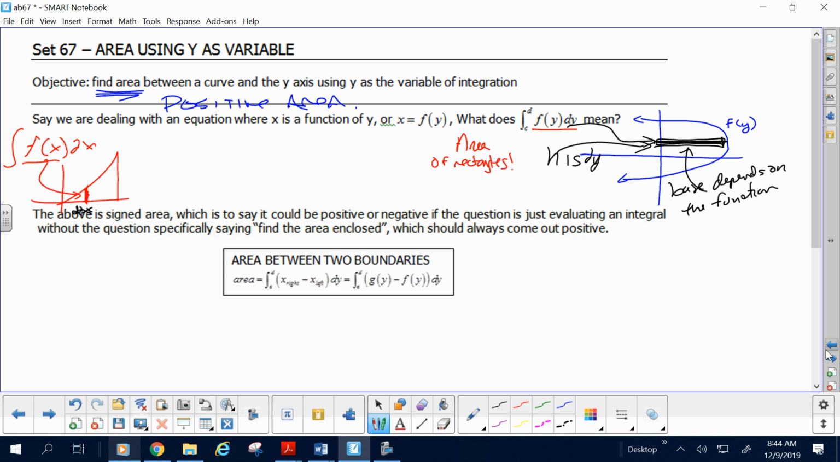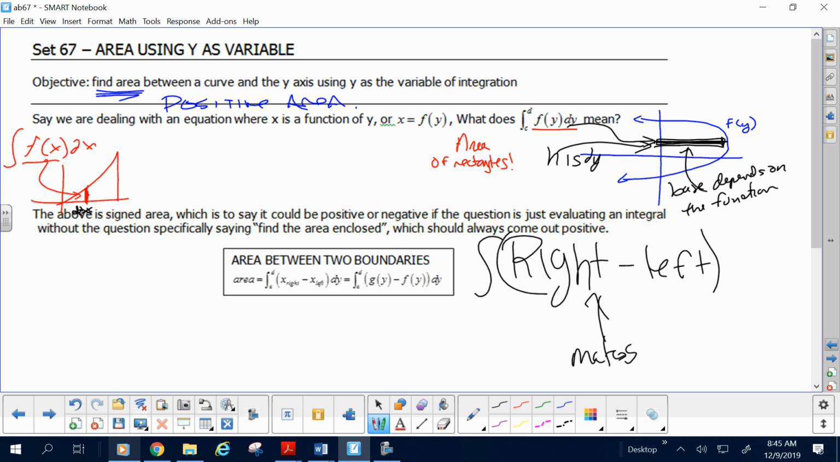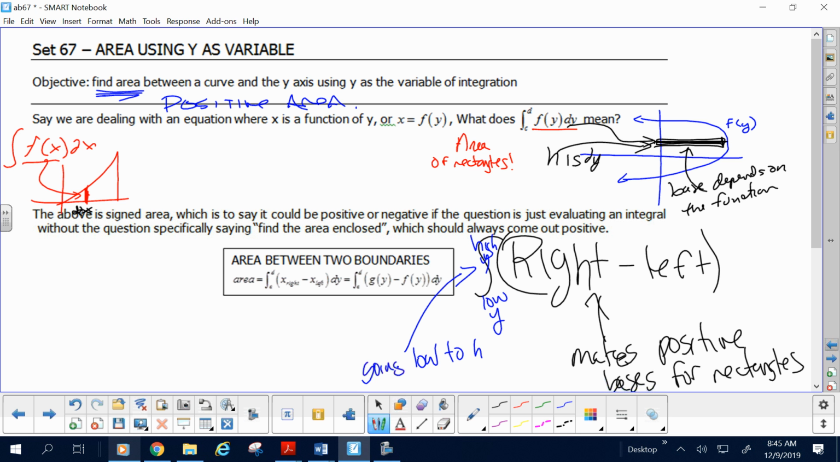If it says find the area, then we'll make it positive by going right minus left. Write that here: right minus left makes positive bases for the rectangles. The other thing you need to keep in mind is that the heights have to be positive too. The heights will be positive if you go from low y to high y. Going low to high makes dy, the height, positive. If you use positive components, you'll get a positive area.